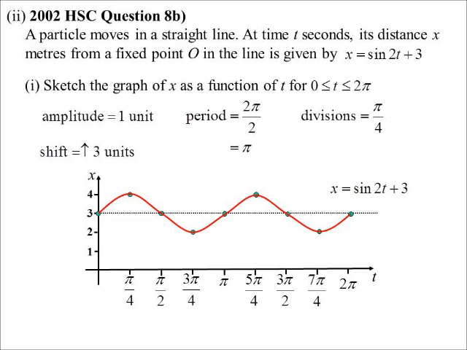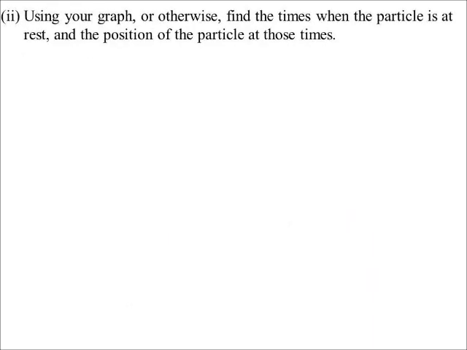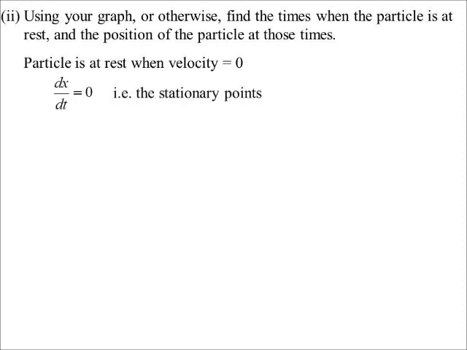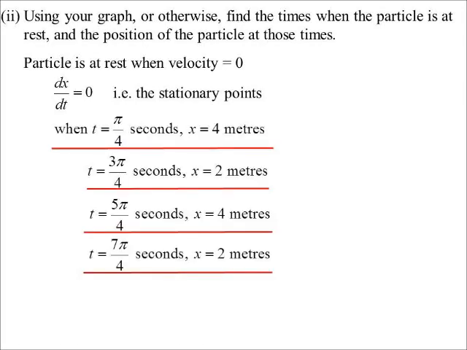Okay. So part 2, using your graph, or otherwise, because maybe your graph's no good, find the times when the particle is at rest. Well, I'm just going to look at the graph. It's at rest when velocity is equal to 0. We know it's when the derivative is equal to 0, but rather than solving it, I'm going to say, I'll just look for the stationary points off the graph. So t equals pi on 4, and it was an x equals 4 at that time, 3 pi on 4, 5 pi on 4, 7 pi on 4, and in our domain that was all the stationary points.